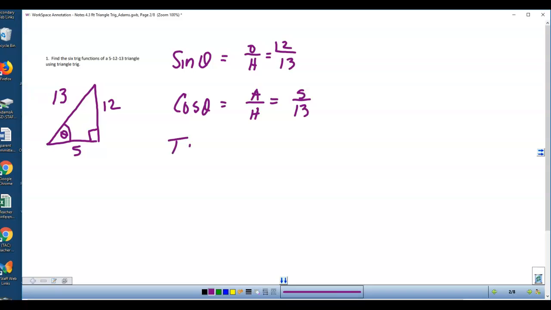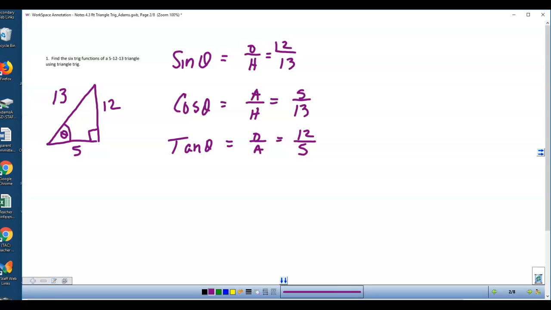And then we have tan of theta, and tan of theta is opposite over adjacent. And so that means the side opposite, directly across from theta, is 12, and adjacent is 5. So those are the 3 ratios you should be able to do from geometry.